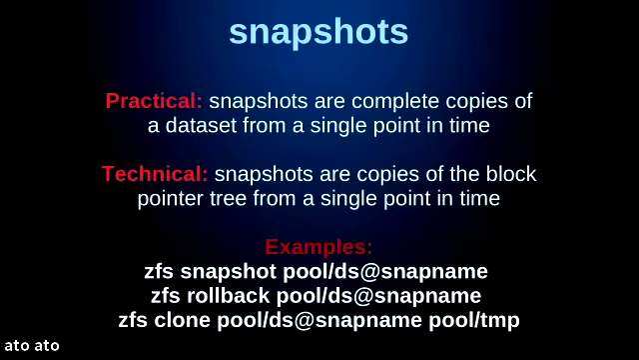Finally, you can clone a snapshot. If I say zfs clone pool/dataset@snapshot-name pool/temp, what I do is create a new dataset on temp that is based on that snapshot, but the clone, unlike the snapshot, is mutable. You can write to it. You can take snapshots on the clone. You can do whatever you want. And that also, again, is instantaneous because you're not actually copying all that data. It's just another block pointer tree.